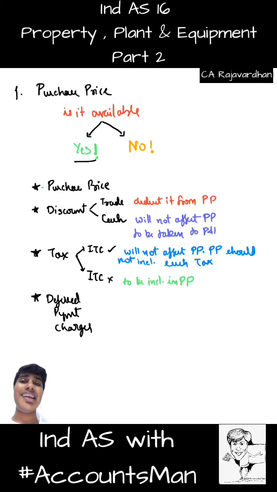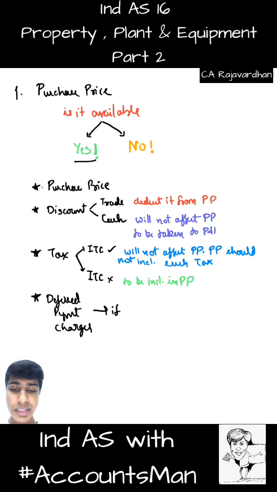So if there is any increase in the purchase price because of deferred payment charges, that extra money that is paid is in the nature of finance charges, and including that money into the cost or not is completely dependent upon our borrowing cost, which is Ind AS 23. You have to check there. You get that? So I'll write the same here.